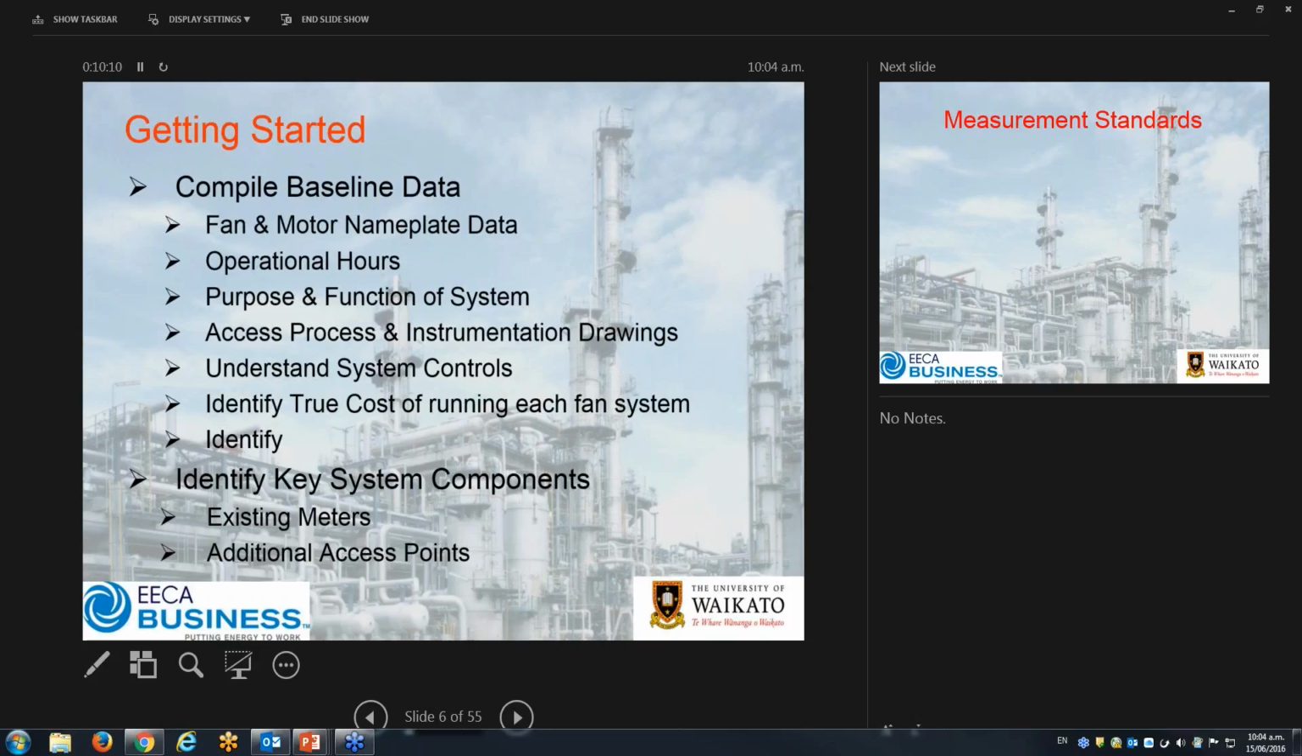Then we need to identify: are there any other critical system components? You might have your fan, but what are the other critical elements that we need to be worrying about? What are the existing meters that we have in place to give us data? And what sort of access points do we have to make measurements? If it's a regular ambient system, then putting your probe in for measuring velocities or flow in and out of a duct can be relatively straightforward. Likewise taking pressure measurements.